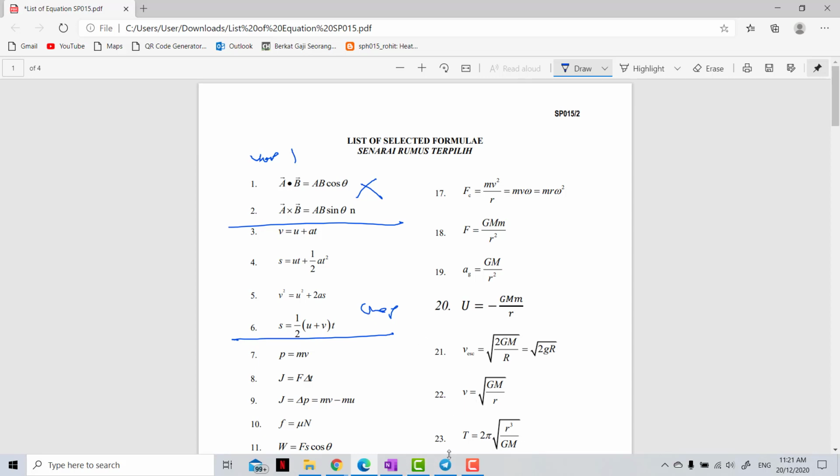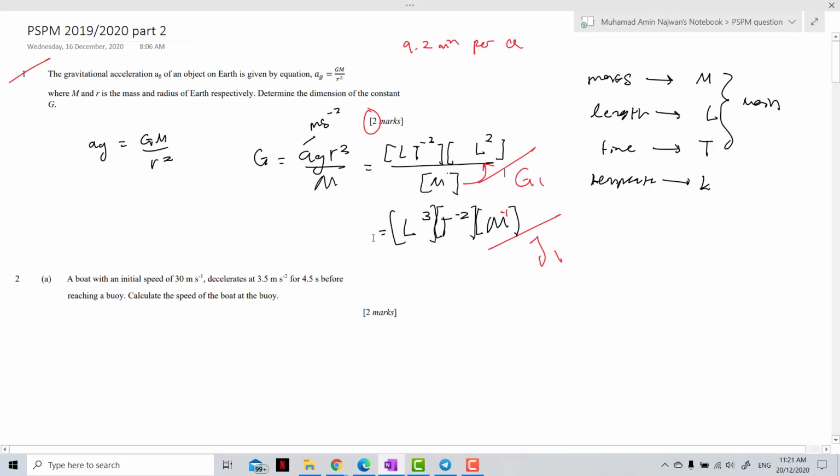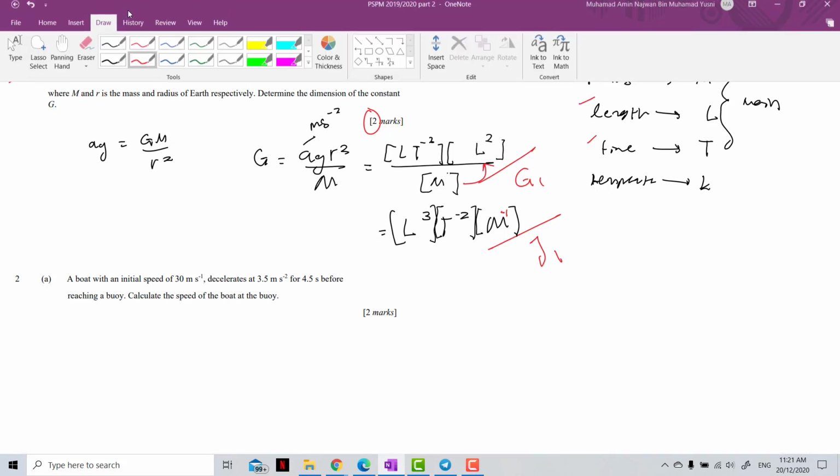Contohnya acceleration, dia punya dimension berapa? Dia punya mass dimension berapa? So you need to know these three main things lah. Okay, three main things there. Okay, so gantian satu, jawapan satu would yield you dua markah.